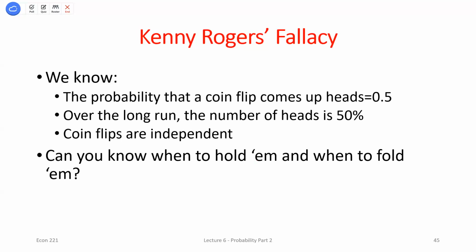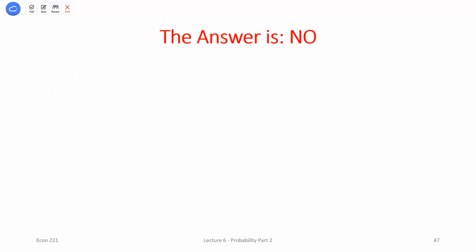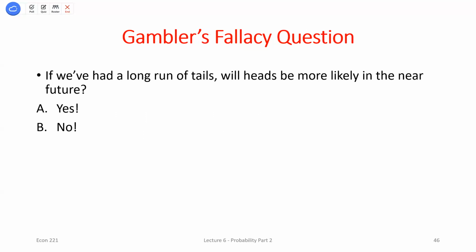So I can start to play around with things like, and here I already answered this question, but right, if I see 5 or 6 tails come up in a row, is it more likely to see a heads?